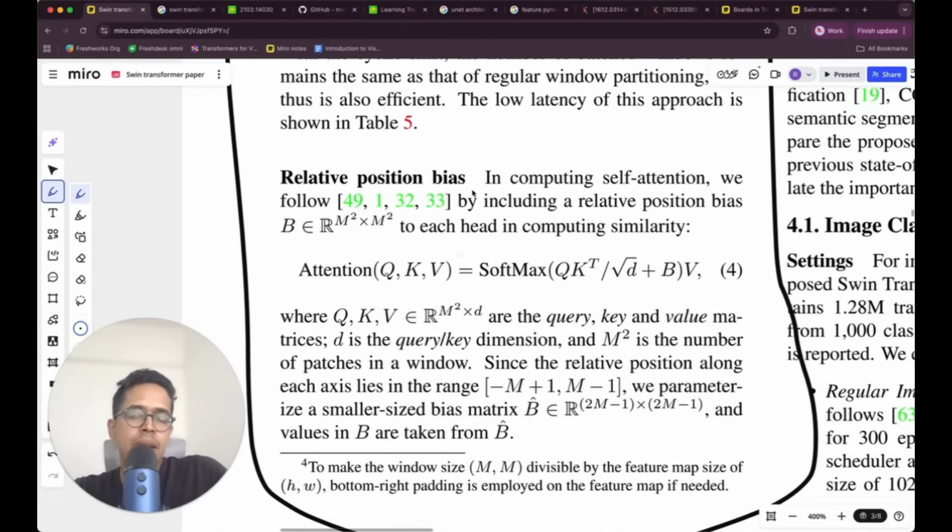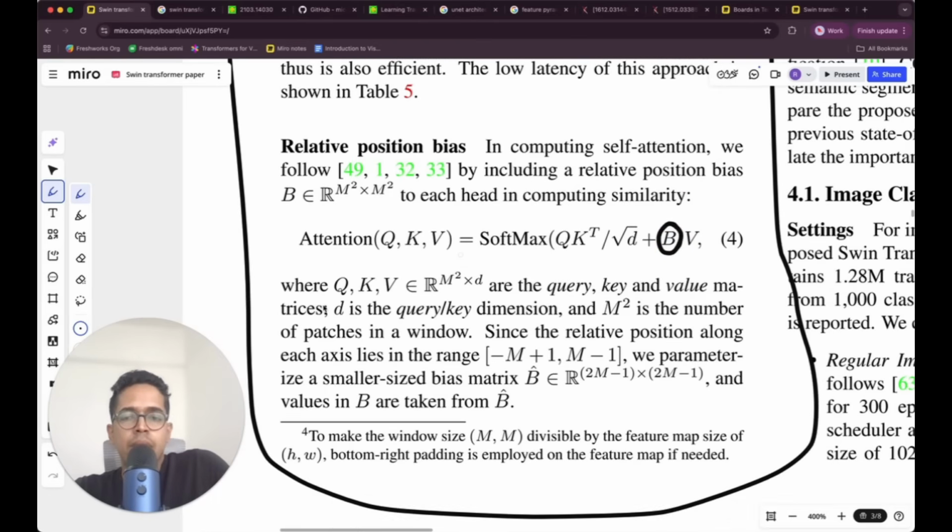And now let's come to relative position bias. In computing self-attention, we follow these papers by including a relative position bias. So this is the relative position bias term, where query, key, value is like m square by d. So it's d-dimensional space. M square is the number of tokens or patches, and d is the query key dimension. Since the relative position lies in the range of minus m plus 1 to m minus 1, basically it was ranging from minus 6 to plus 6, which was minus 7 plus 1 to 7 minus 1.